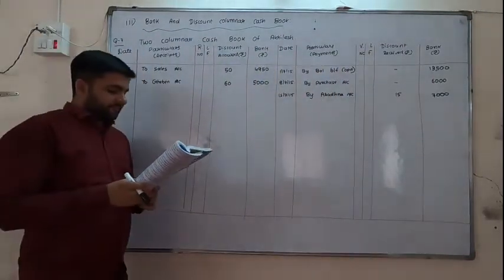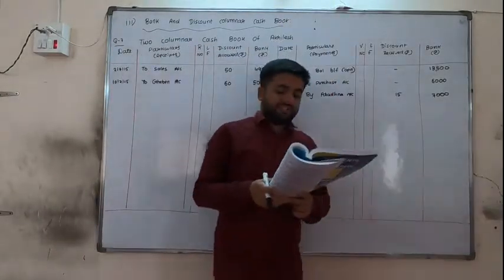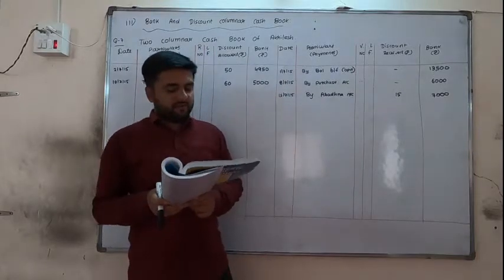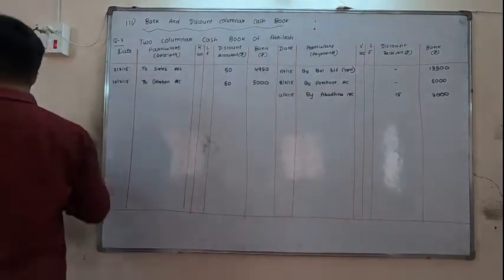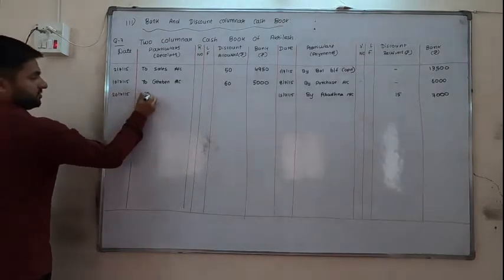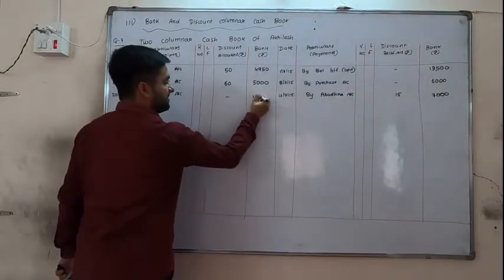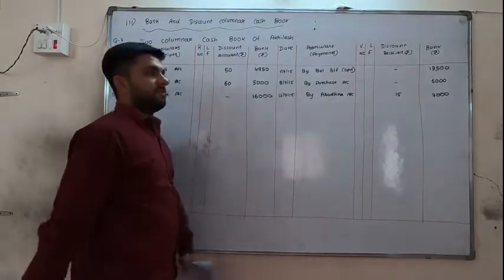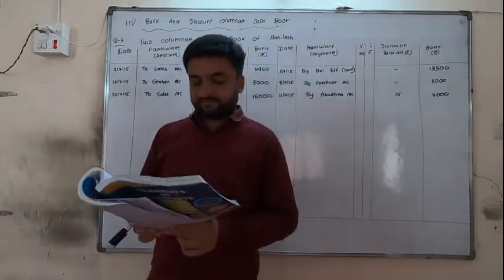Next, on 20th, goods of 16,000 sold to Kajol, for which she issued a check of the necessary amount, which is deposited in bank. Again we are selling the goods, we are getting the check, so on the debit side, 20th date to sales account. Now friends, we are selling goods of rupees 16,000 and the check received is for the full amount, so directly 16,000.